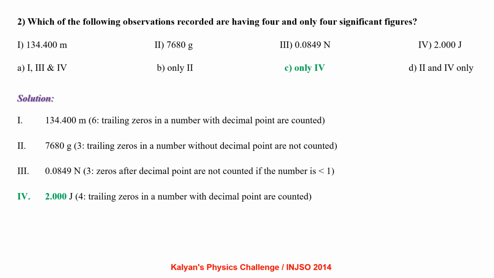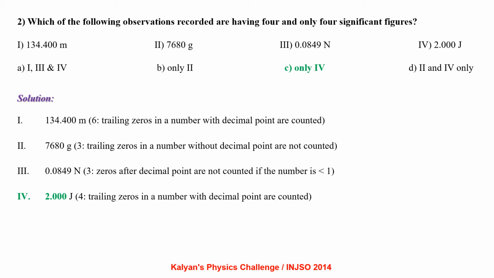Which of the following observations recorded are having 4 and only 4 significant figures? 134.400. There are 6 significant figures here because the trailing zeros in a number with a decimal point are counted. 7680, there are 3 significant figures here. Trailing zeros in a number without decimal point are not counted.